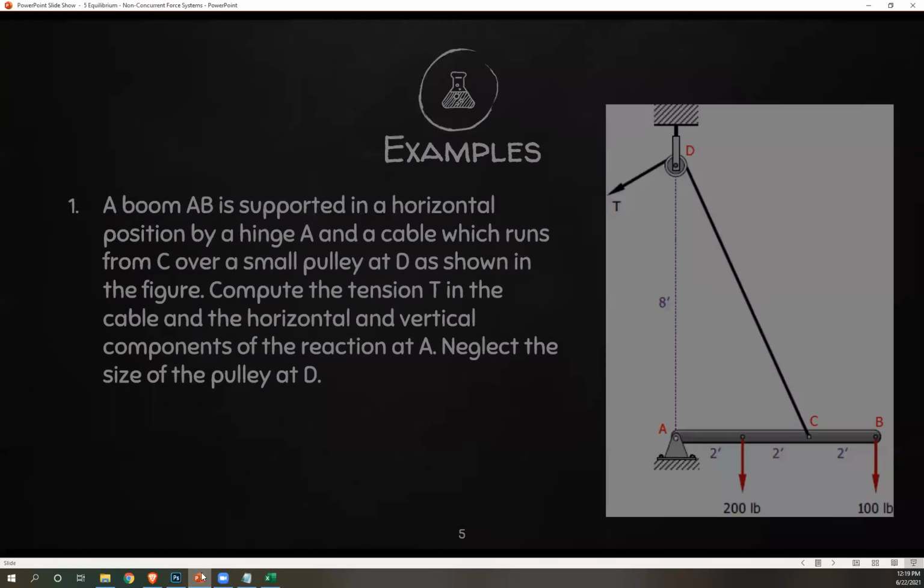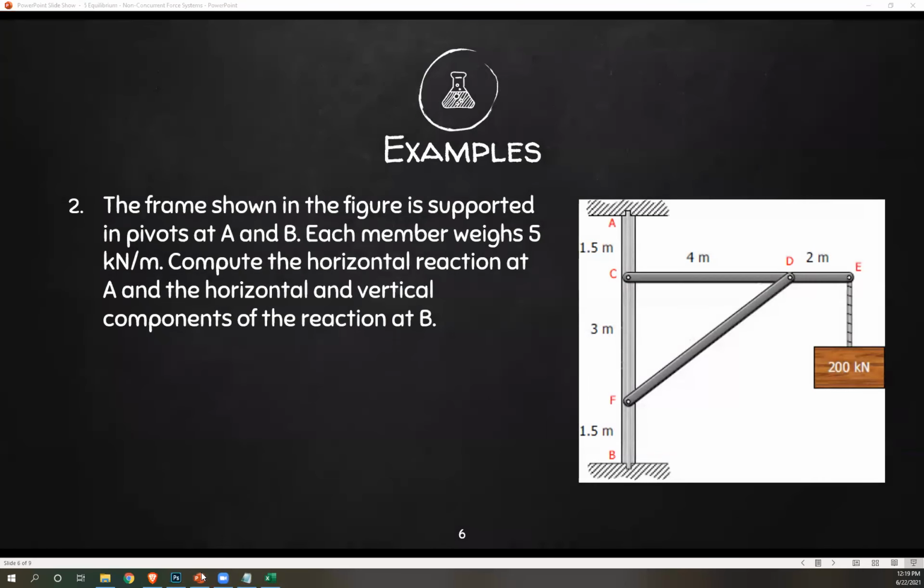So number 2, the frame shown in the figure is supported in pivots at A and B. A, B, similar to your guide mast in your previous lectures. Each member weighs 5 kilonewtons per meter. Compute the horizontal reaction at A and the horizontal and vertical components of the reaction at B.